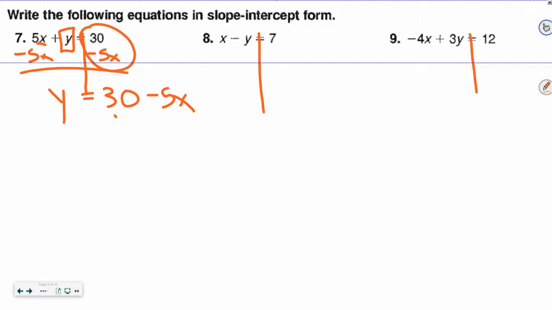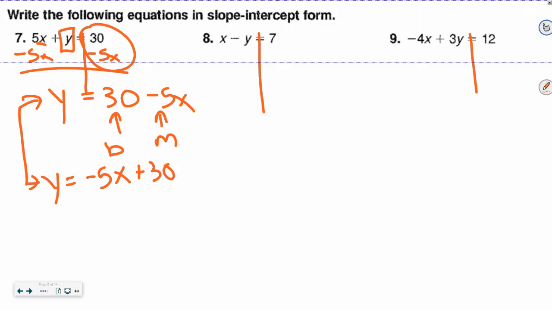Now, what you need to realize is this is my b, and this number is my m, because the m is always in front of my x value. So the m is always in front. I can also flip this around so that it's in y equals mx plus b form. You just have to remember that that's a negative 5x, and this is a positive 30. These two answers are the same, because the 30 is positive and the 5 is negative.